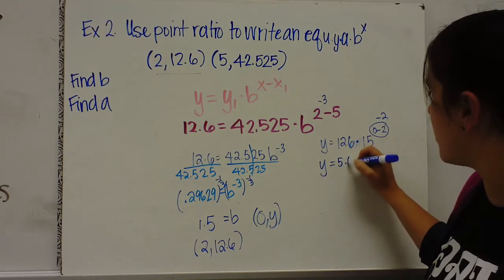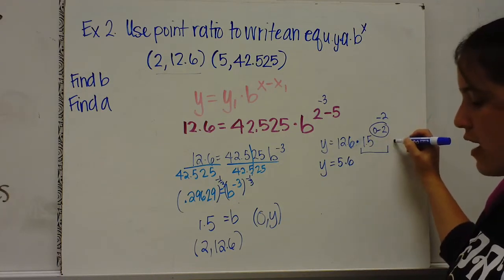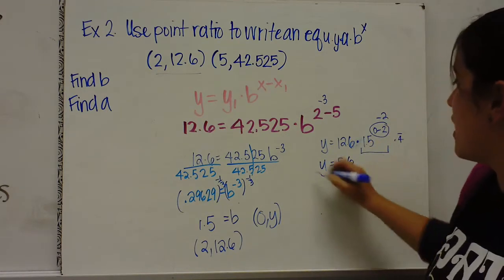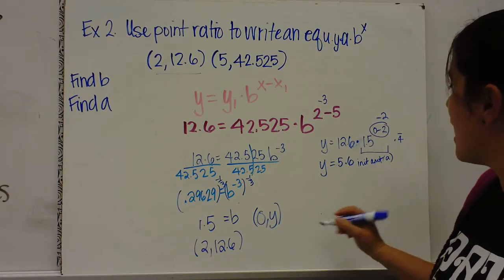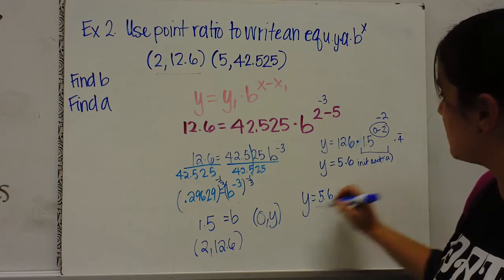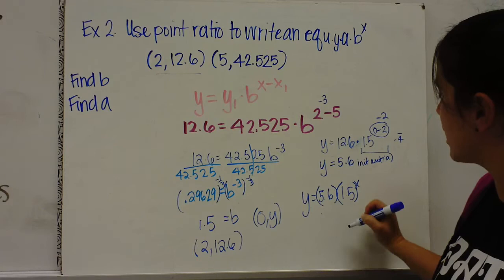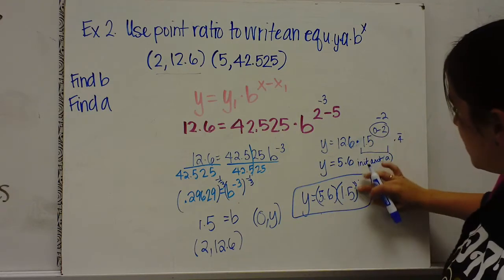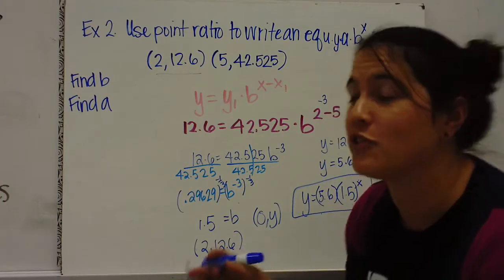And y is 5.6. So let me tell you, I typed this into my calculator first. 1.5 to the negative second power, and I got 0.4 repeating. And then I did 0.4 repeating times 12.6. Now that I have, this is my initial amount, my A, I can write it in this equation. Y equals A, 5.6, times B, 1.5 raised to the x power. So this one might be better looking in parentheses since there's so many decimals. Whew. Again, a long problem, not easy, but again, you are in math too.